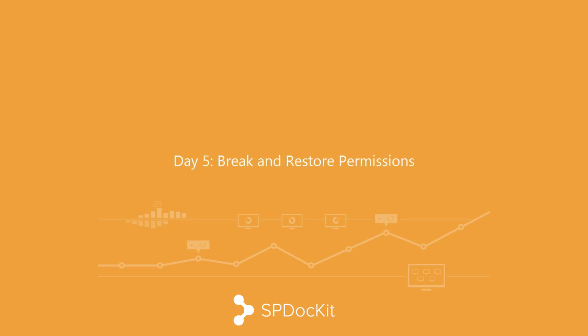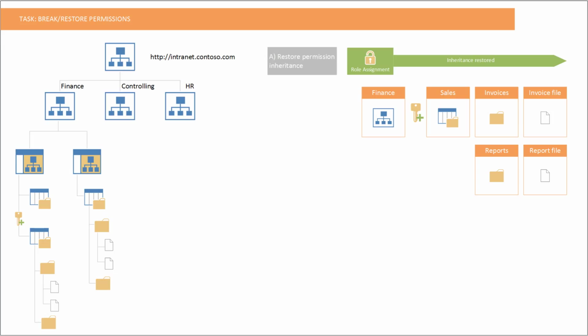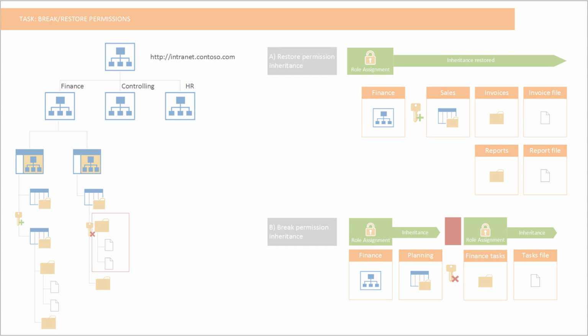Day 5. Break and restore permissions. SharePoint permissions can be broken and restored on individual items such as sites, lists, and list items. To save time doing that item by item, Garth is going to use our built-in wizard to restore permission inheritance on all the document libraries named Sales and break permission inheritance for all the lists named Finance Tasks.